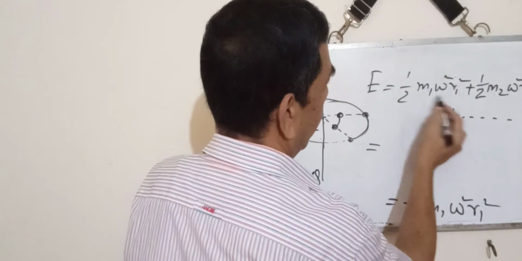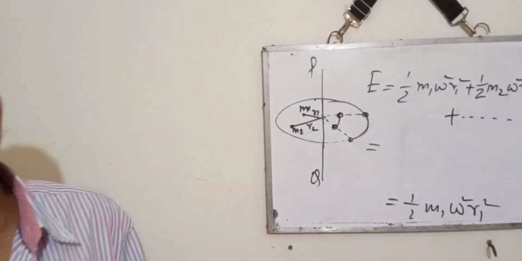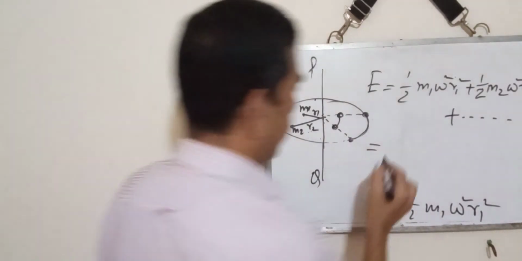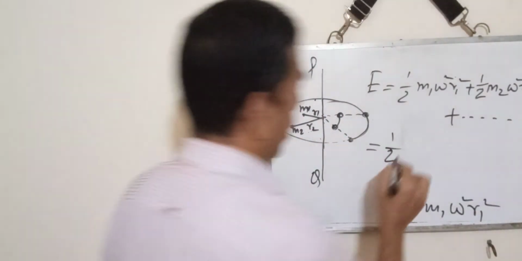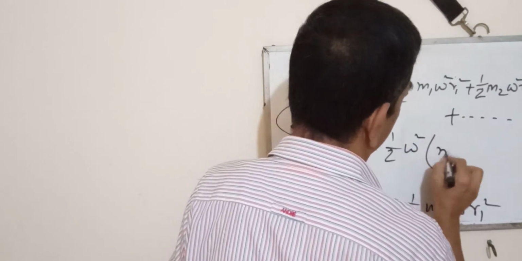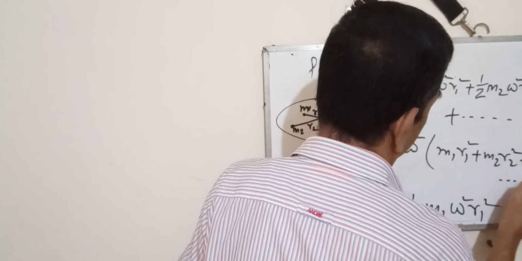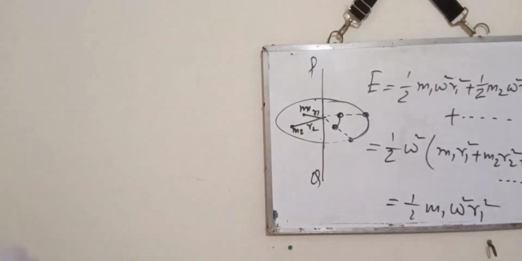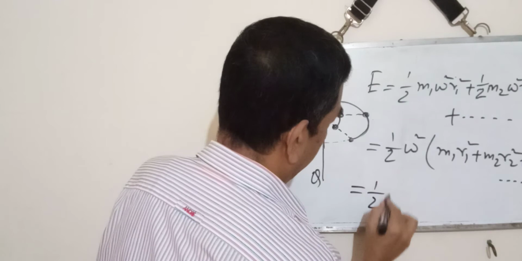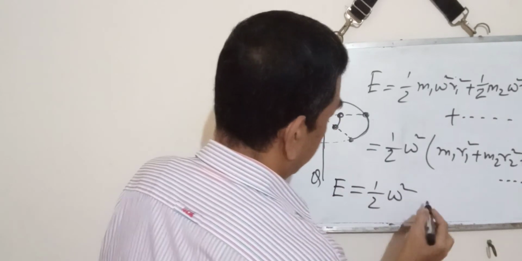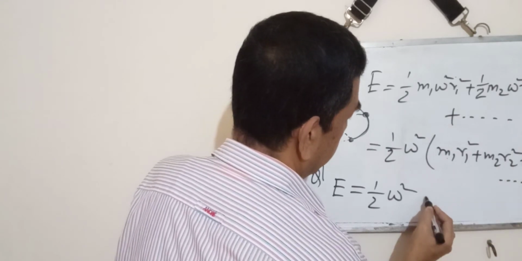Finally, half omega square times m1 r1 square plus m2 r2 square plus and so on, equal to half omega square times m1 r1 square plus m2 r2 square plus m3 r3 square. This is called I.